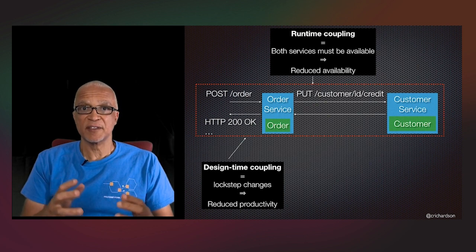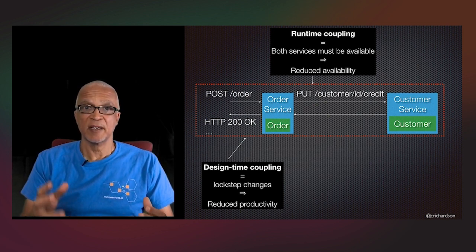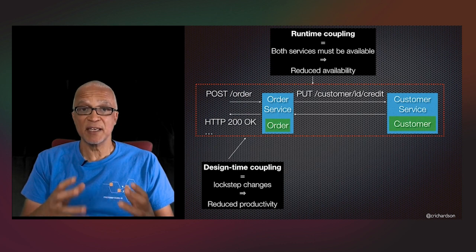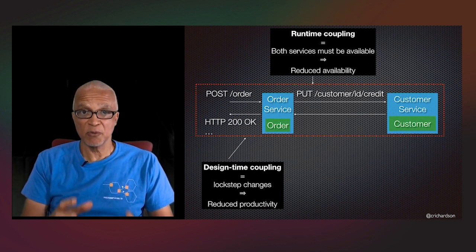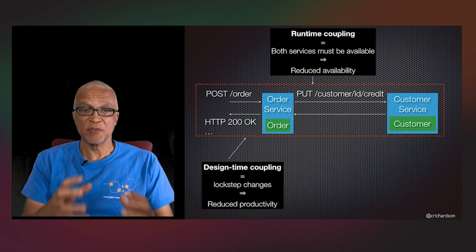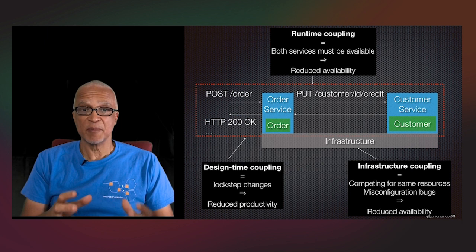There is a risk that a change to the customer service that impacts its API will require lockstep changes to be made to the order service. Lockstep changes are undesirable because they require teams to coordinate their work, which reduces productivity. The third type of coupling is infrastructure coupling.